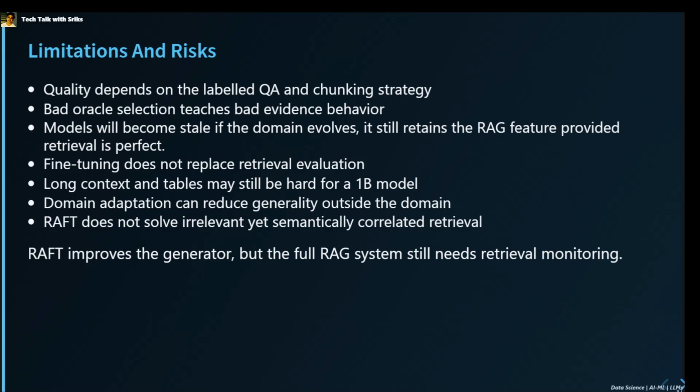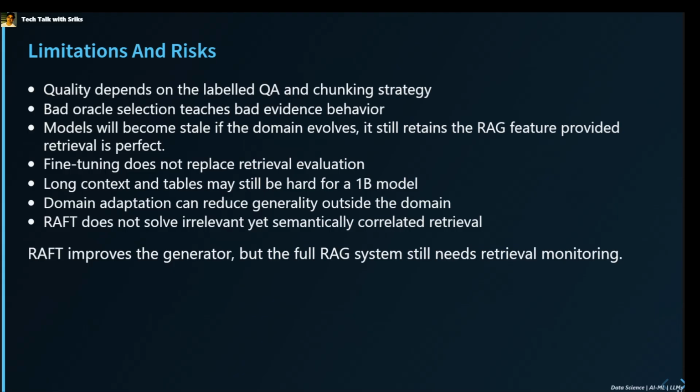Domain adaptation can reduce generality outside the domain. So in this case, it's a fixed domain setting. When you adapt the model closer to a domain, we lose certain generality of the model. So if you ask a question outside the particular domain, you may see that it's not so relevant. It may not provide answers as relevant as it used to before.